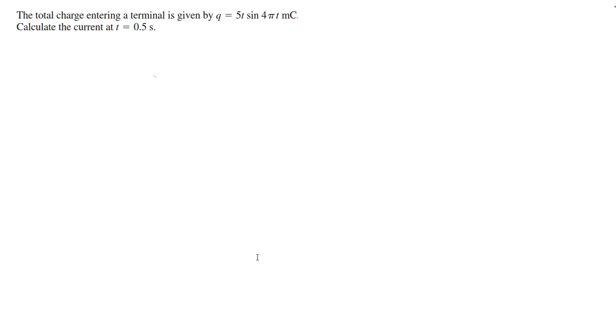Okay, cool. Now that we've discussed current and charge, we can look at a few example questions. The total charge entering a terminal is given by Q equals 5t sin 4 pi t millicoulombs. So now we have to calculate the current at half a second.